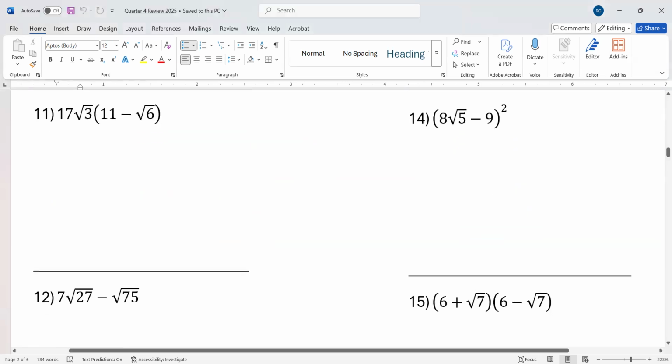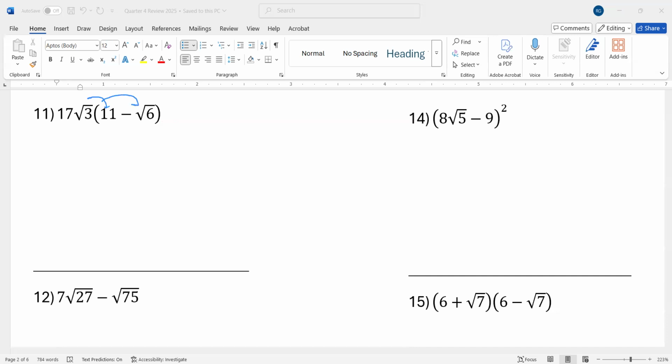All right, number 11 is just distributing. So I'm just distributing here. Okay, 17 times 11, because 17 and 11 are both on the outside. So 17 times 11 is 187 radical 3. Now 17, so it's minus, there's a 1 there. So 17 times 1 is 17, and then 3 times 6 is 18.